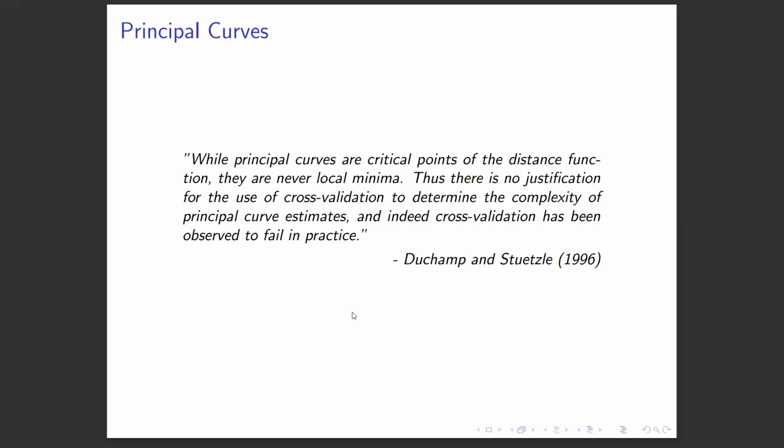And this is all very good, but what's hard about nonlinear dimensionality reduction is the complexity, like how do you decide the degrees of freedom, if you will. And this is one comment on why this is a hard problem. It says, while principal curves are critical points of the distance function, they are never local minima. And so you can't even use cross-validation to find what you'd like to have. So in this first half of the talk, I'm not going to attack the problem of finding the complexity.